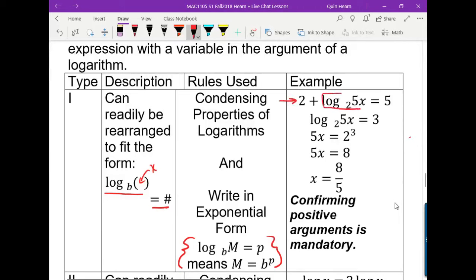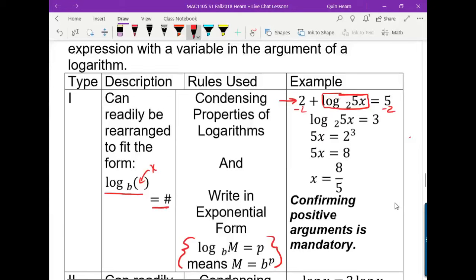We have an x inside the argument of this logarithm. And so we need to isolate the log so we can get it into the form of a log equal to a number. So I've subtracted 2 from both sides. So we have log base 2 of 5x equals 3.